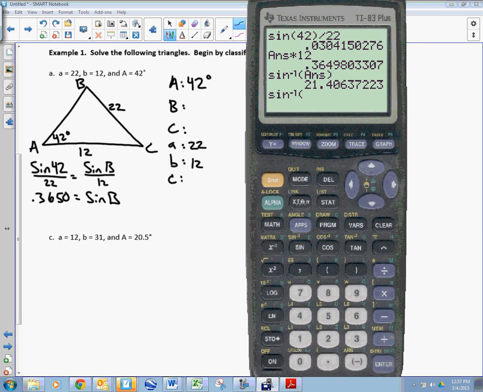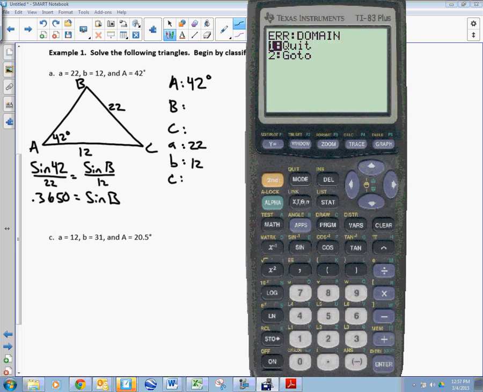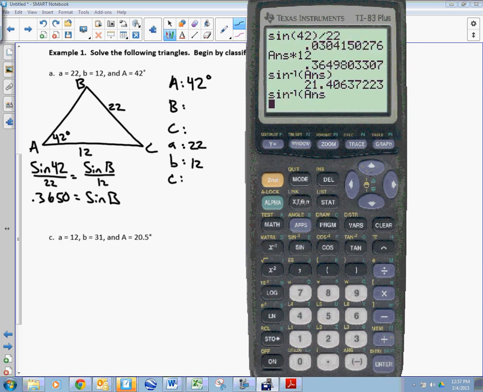Second sine, so that's sine inverse, and then second ANS. It's the label right above your negative key. That will grab your answer. But now what mine's going to do is inverse 21, because that was my last answer, and that will give me an error. So when I did it up here, I got an answer. Okay. So we got 21.41. I'm happy with that.